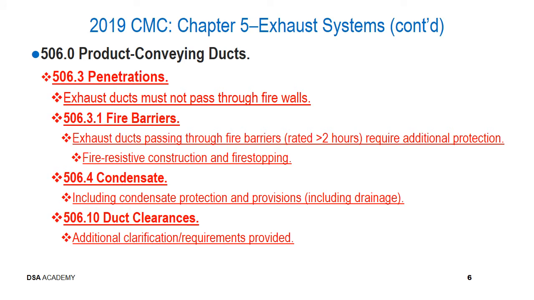We have some new amendments to Section 506 relating to product conveying ducts, specifically 506.3, which deals with penetrations, and stipulates that exhaust ducts must not pass through firewalls. Now, with respect to fire barriers, there are some allowances. Exhaust ducts which do pass through fire barriers rated over 2 hours or in excess of 2 hours require some additional protection, such as fire-resistive construction and fire stopping.